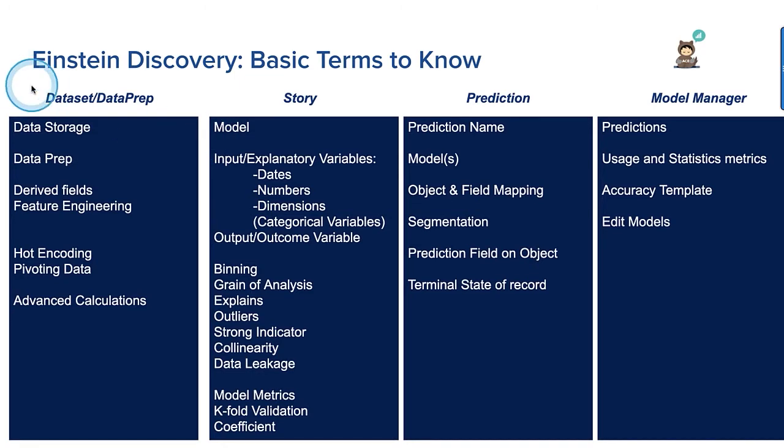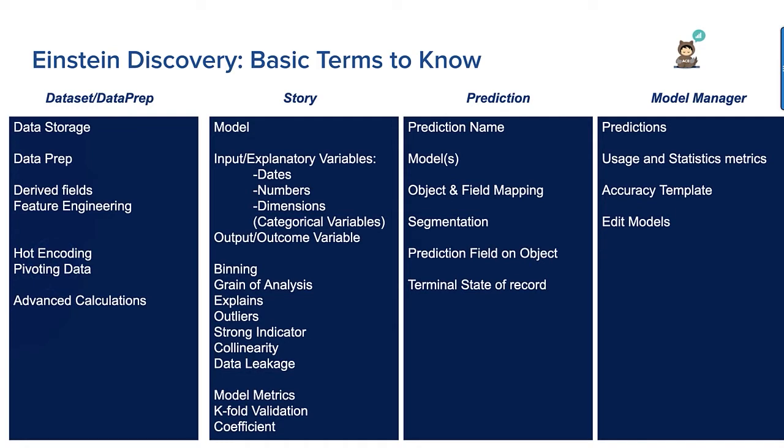So on the data layer, remember that you have data storage, data sets to deal with. You have data prep to deal with. You might hear terms such as derived fields or some simple feature engineering. Pretty much you're creating maybe a specific sliding week indicator, or you're creating a formula or a flag. You might hear some of the hot encoding or pivoting data. So I'm just listing this in case it comes up in conversation.